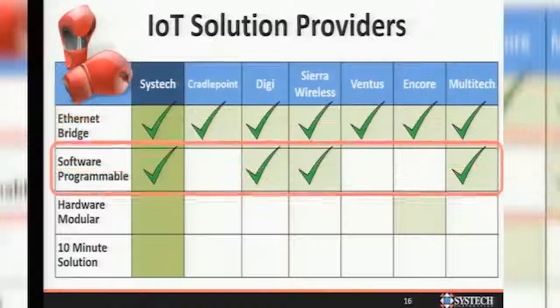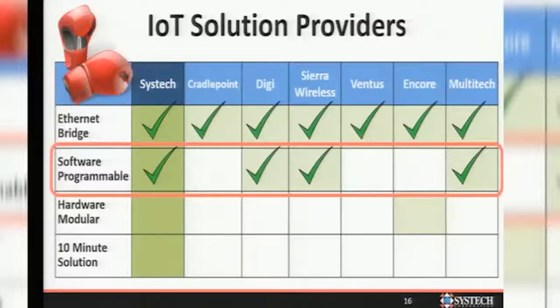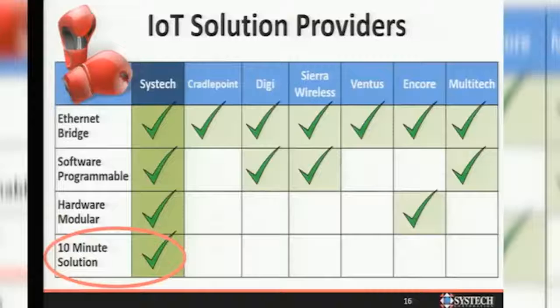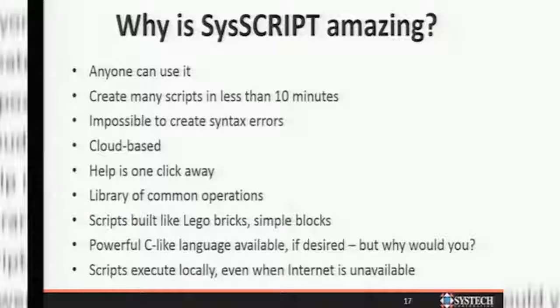But if you want software programmability, the capability of writing your own software within the gateway, even more complex than what we're showing here, like Python or JavaScript or C, we have an embedded Linux operating system within the gateway, fully accessible to the developer. Hardware modularity, the plug-in modules for Zigbee, Z-Wave, Wi-Fi, Bluetooth, whatever interfaces you might have: there are very few of us that do that. And if you want a true 10-minute solution, being able to create an application in just 10 minutes, nobody does that besides Systech. So that's pretty amazing.